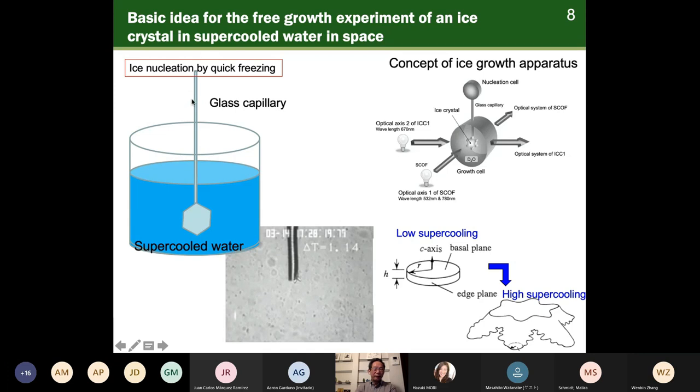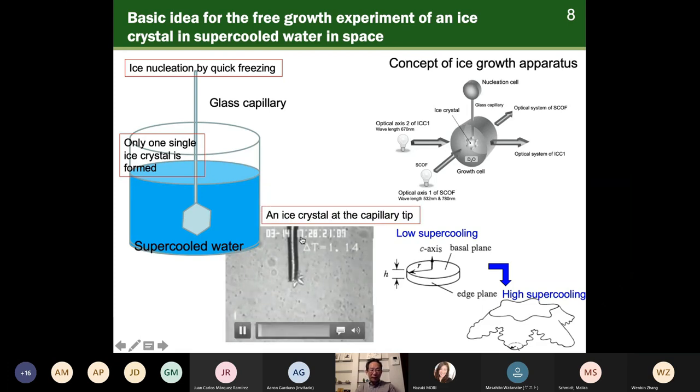This crystal continues to grow in the glass capillary, and finally the ice crystals appear at the tip of the capillary. While the ice crystal is growing in the capillary, only one crystal can survive when it reaches the end of the capillary. This is the actual picture taken on the ground. This is a capillary, and you can see the beautiful pattern here.